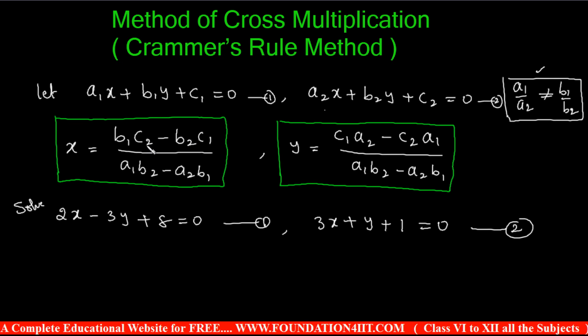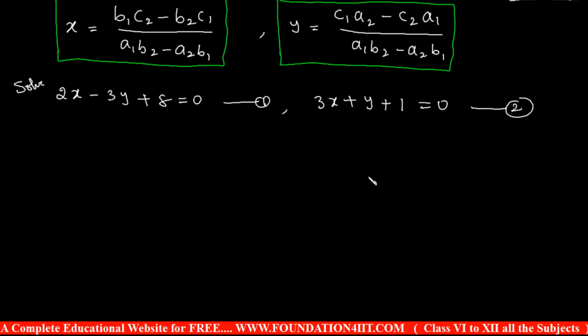Now to find the x and y values, directly we can substitute these values. x is equal to b1 into c2, b1 is the y coefficient into c2, the constant of the second equation. Like that, b1 c2 minus b2 c1, cyclic, by a1 b2 minus a2 b1, and y is equal to c1 a2 minus c2 a1 by a1 b2 minus a2 b1. It's cross multiplication. Let us take one example, it will be very clear for you.